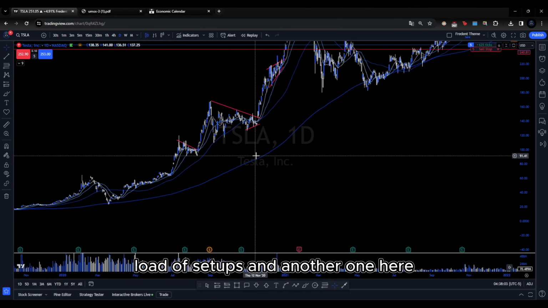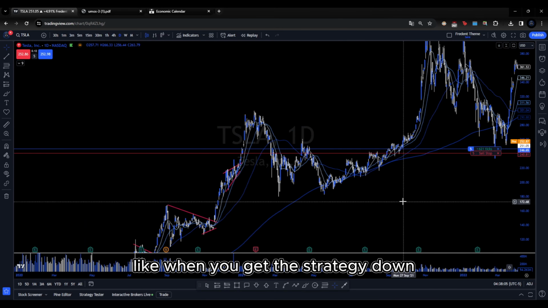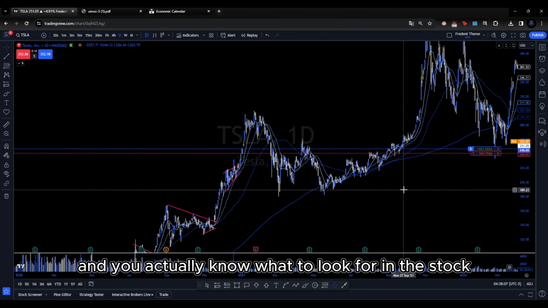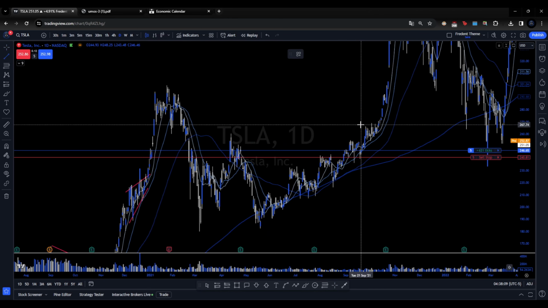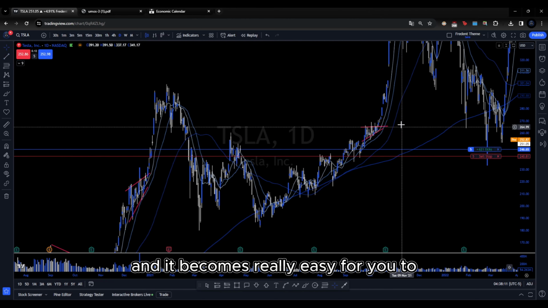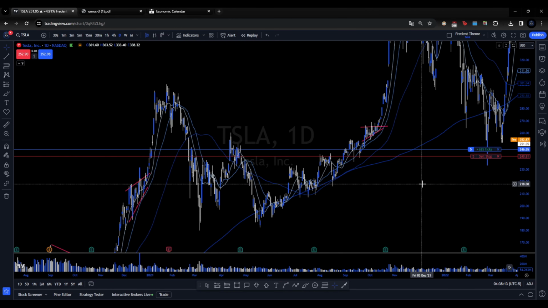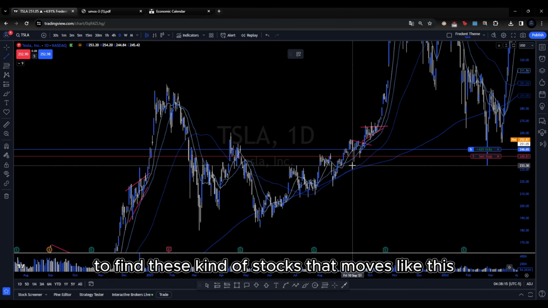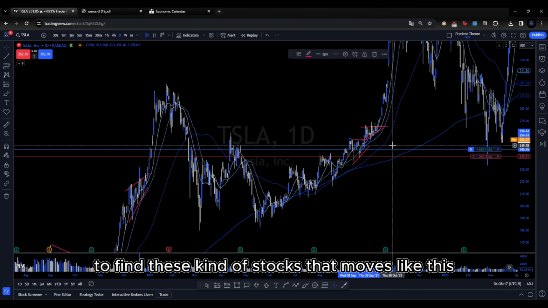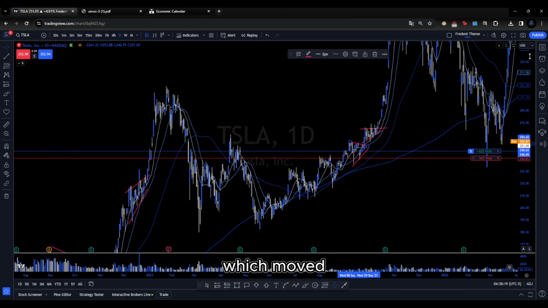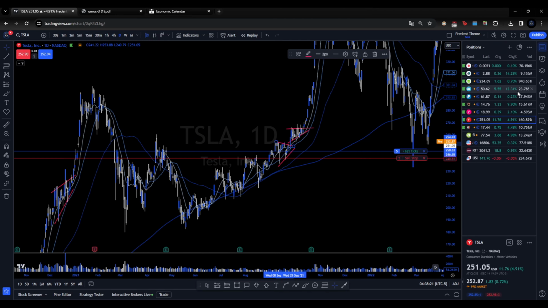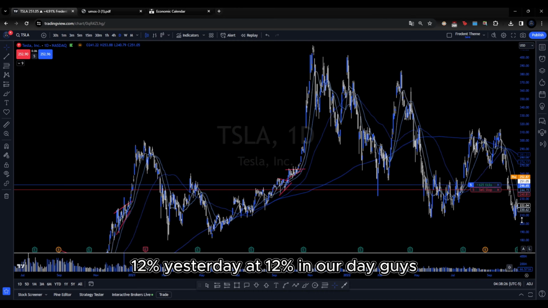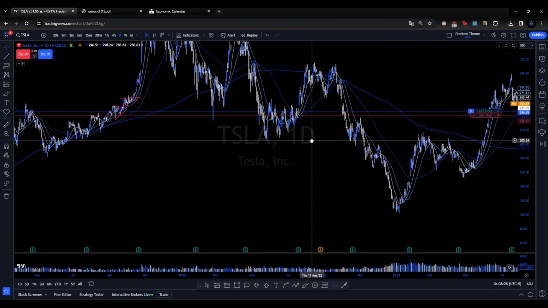Another one here. When you get the strategy down and you actually know what to look for in a stock, then it becomes really easy for you to find these kinds of stocks that move like this. For example, Carvana, which moved 12% yesterday, right? 12% in a day, guys. You don't have to do anything.